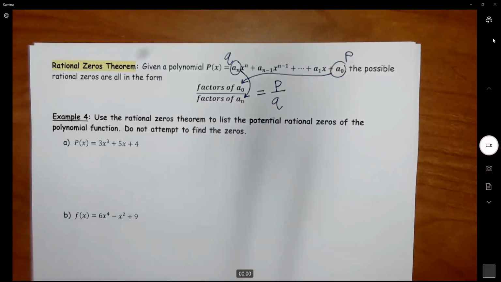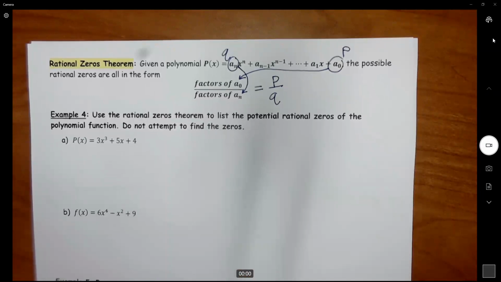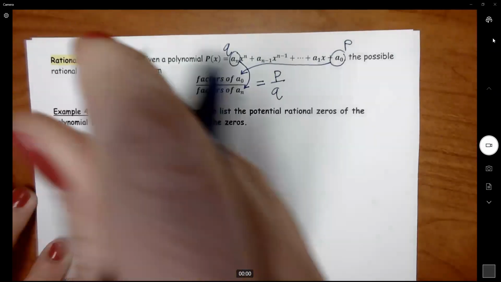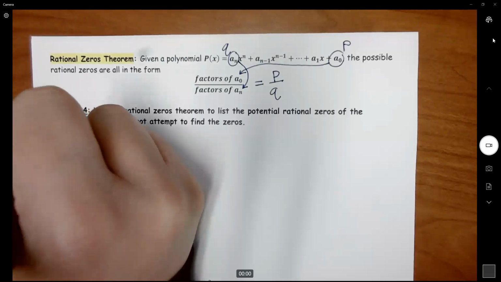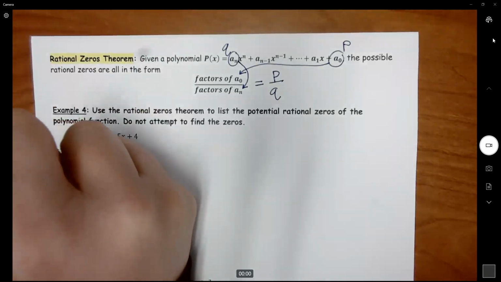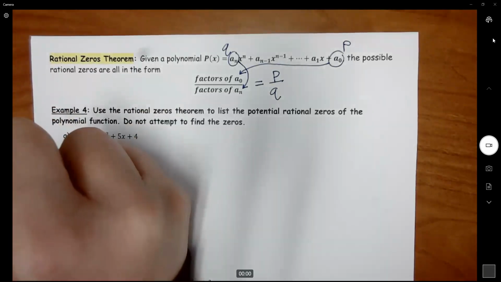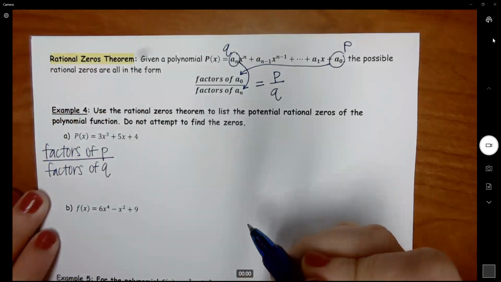So example 4, use the rational zeros theorem to list your potential rational zeros of the polynomial function. Do not attempt to find the zeros. I just want to list the possible rational zeros. So we will do that by finding our factors of P over our factors of Q.